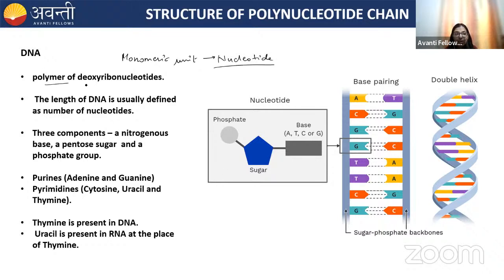And DNA is a polymer of deoxyribonucleotide. You know that the nucleotide consists of three things: phosphate group, sugar, and nitrogenous bases. These three, phosphate, sugar, and nitrogenous bases, combine and form the nucleotide. Sugar and the nitrogenous base form nucleoside.